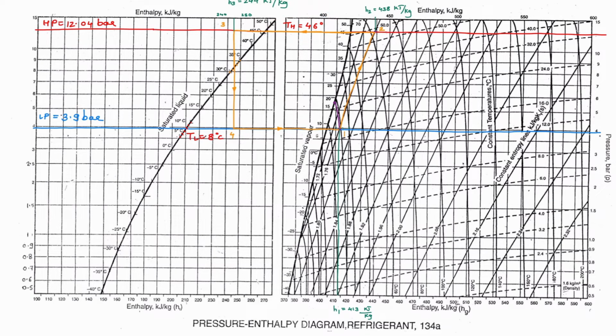And if you see, this is the saturation curve, the vapor dome. This region will be subcooled liquid. This is the saturated liquid curve. Inside this will be the wet vapor region. This curve is the saturated vapor curve, and this region is the superheated vapor region.